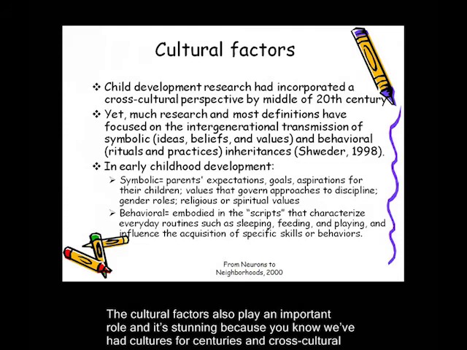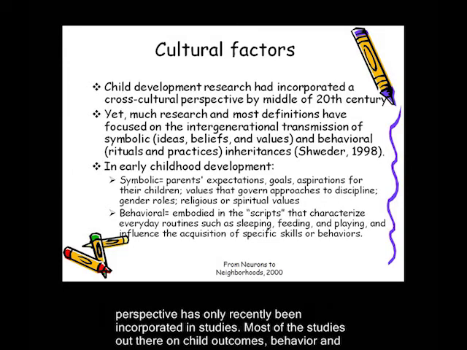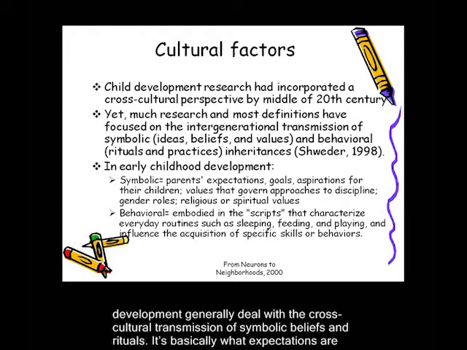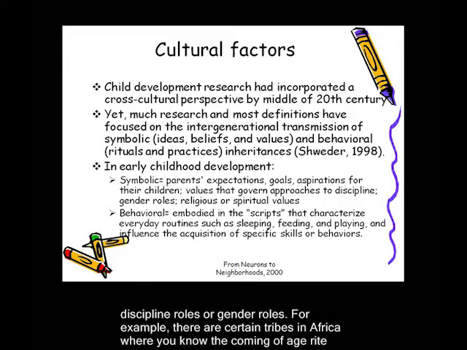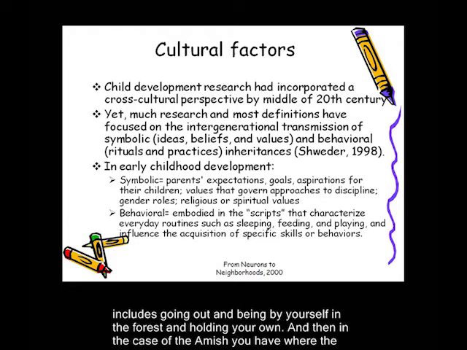Cultural factors also play an important role, and it's stunning because we've had cultures for centuries, and the cross-cultural perspective has only recently been incorporated in studies. Most of the studies out there on child outcomes and behavior and development generally deal with the cross-cultural transmission of symbolic beliefs and rituals. And it's basically what expectations are brought to the table by different upbringings, what values, what spiritual and religious values are out there, or discipline roles or gender roles. For example, there are certain tribes in Africa where the coming of age rite includes going out and being by yourself in the forest and holding your own.